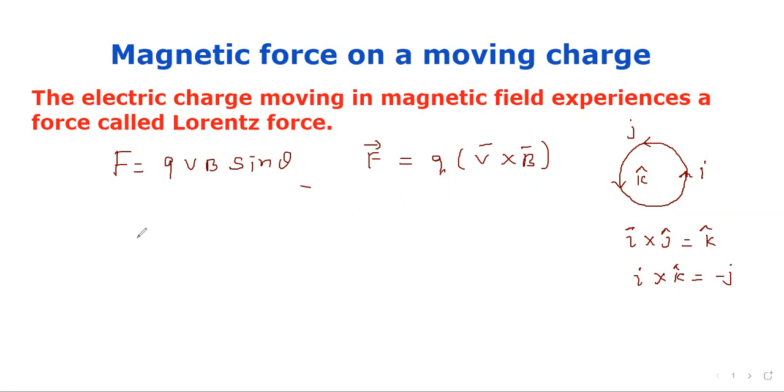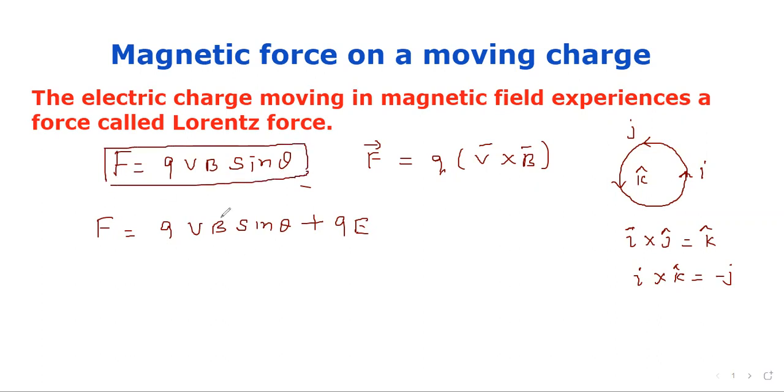Suppose electric field and magnetic field both are present. In that case, force will be QVB sine theta plus QE. Now, in case of this equation, F equal to QVB sine theta, we can consider different situations.